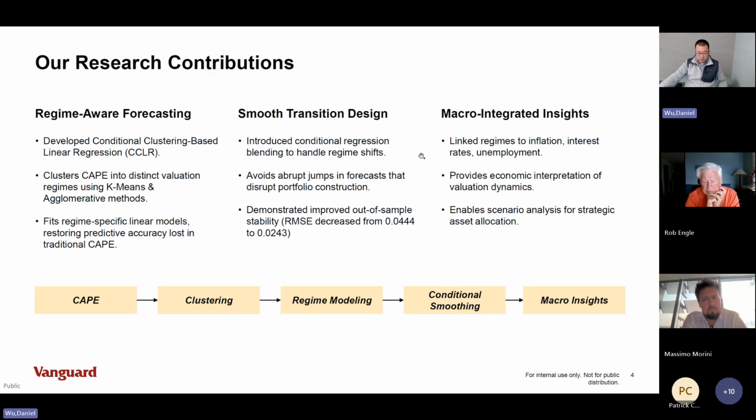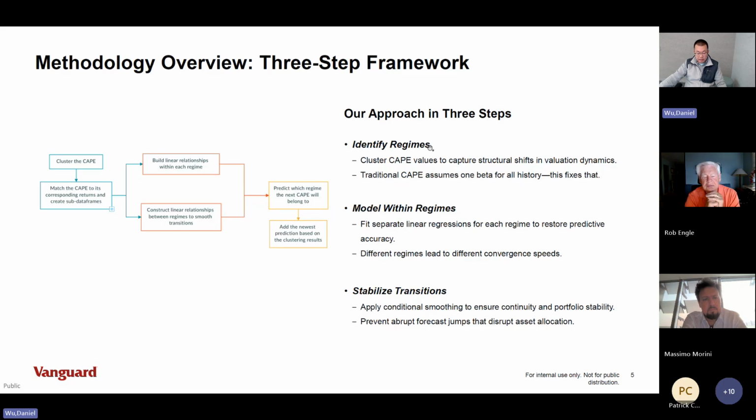Okay, so the next part, this slide, really shows the bigger picture. Our methodology includes three steps, as I mentioned before. The first step is to identify the valuation regime by clustering the CAPE value. Here is a straightforward example where we cluster on the CAPE value. The second is to model each regime separately. For example, when we get three regimes, in each regime we can do a regression. And finally, stabilize the transition with a conditional approach to avoid abrupt regime shifts.